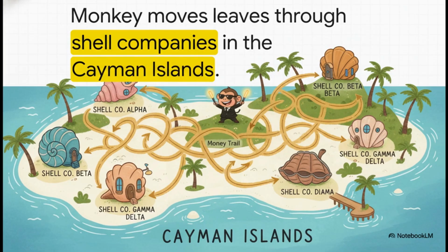Then the real fun begins. The banana stand invests in shell company A. Then shell company A loans money to shell company B. B then pays C for consulting services. You get the idea. The money just gets wired back and forth through different accounts, different companies, creating this incredibly complicated and messy trail that's almost impossible to follow.